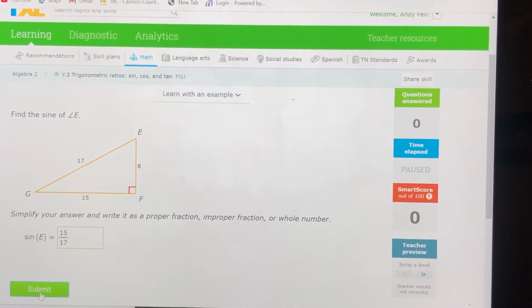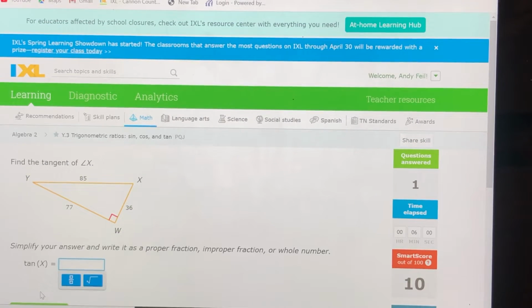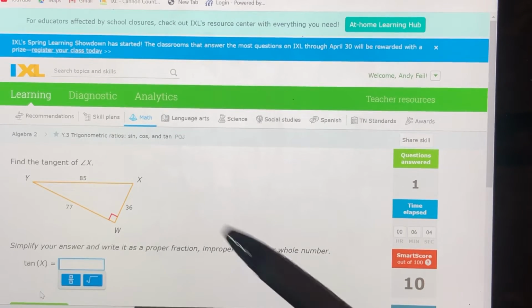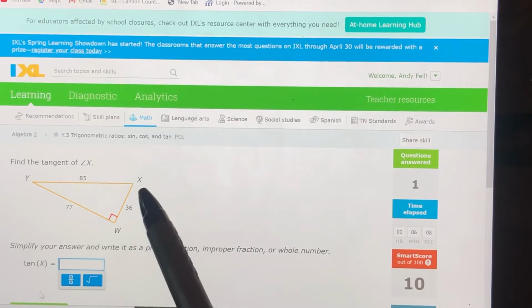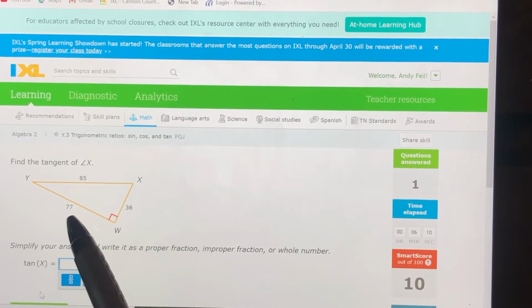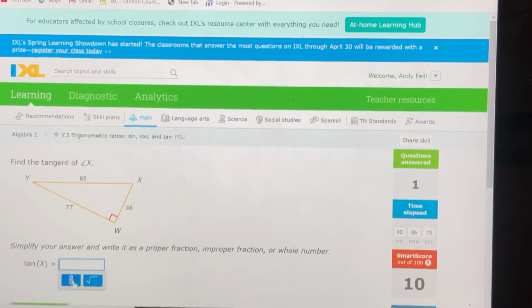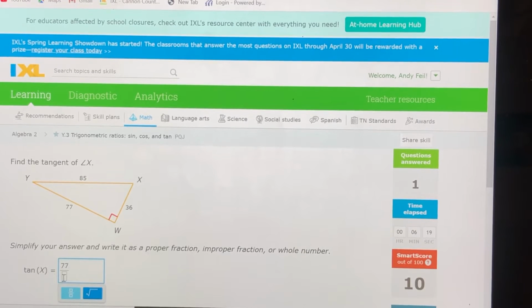And that's the answer. That's it. This one says find the tangent of angle X. Here's angle X. You know that tangent is the opposite divided by the adjacent. So that's opposite 77 divided by adjacent 36.